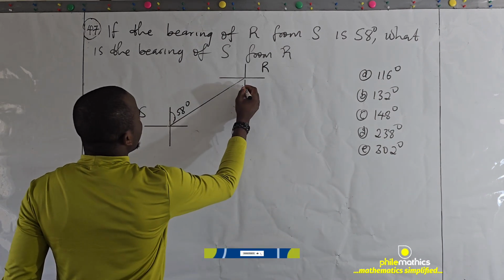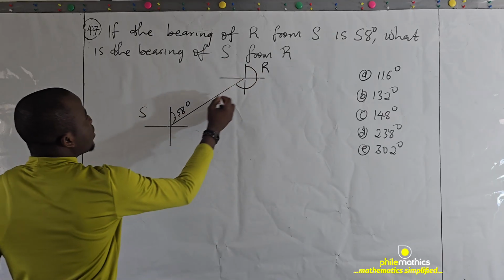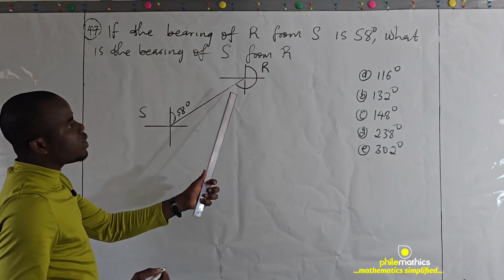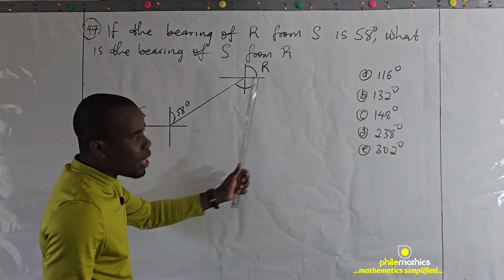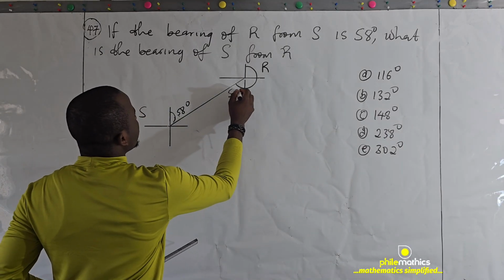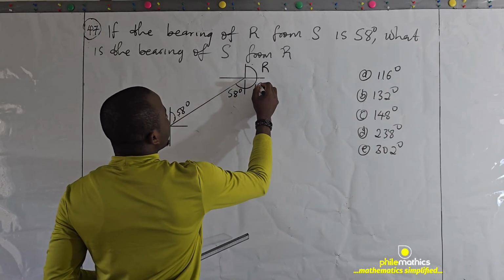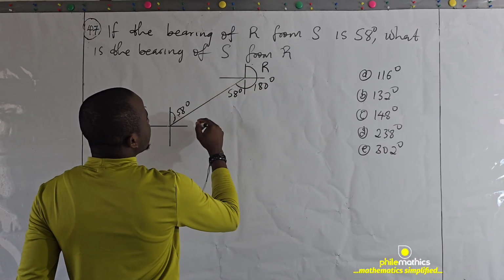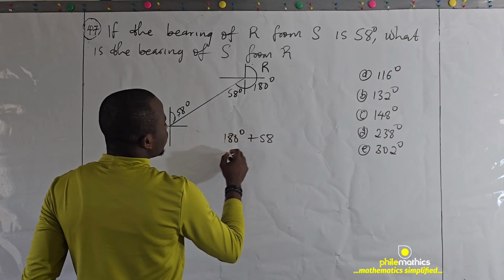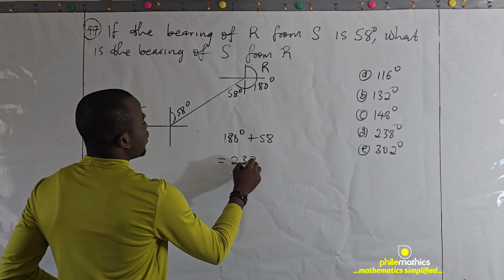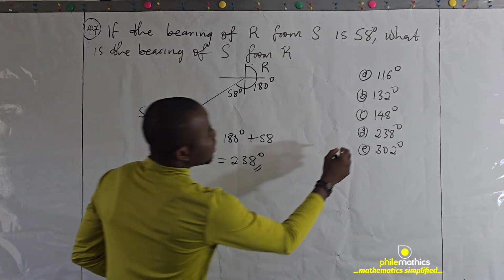S from r is simply the whole of this. But this is alternate to this because these are two parallel lines with a transversal. So this is 58 degrees. And you know angle on a straight line is simply 180 degrees. So 180 plus 58 is the angle we are looking for, which is 238 degrees. So this is the bearing of S from r, and that's D.